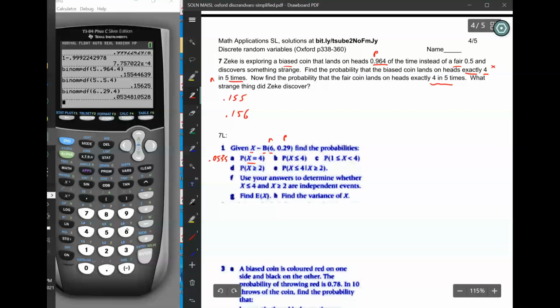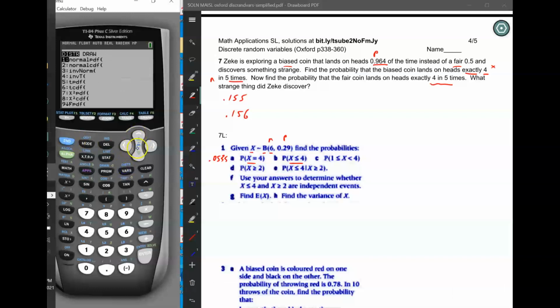What about the probability that x is less than or equal to 4? So that would be binomial CDF instead of PDF, right? That's the only difference. So we'll go to binomial CDF. And then we'll have the same inputs here. Trial 6, p is equal to 0.29, and x is equal to 4, except now we're looking at x is less than or equal to 4 instead of x is exactly equal to 4. So we get 0.991.